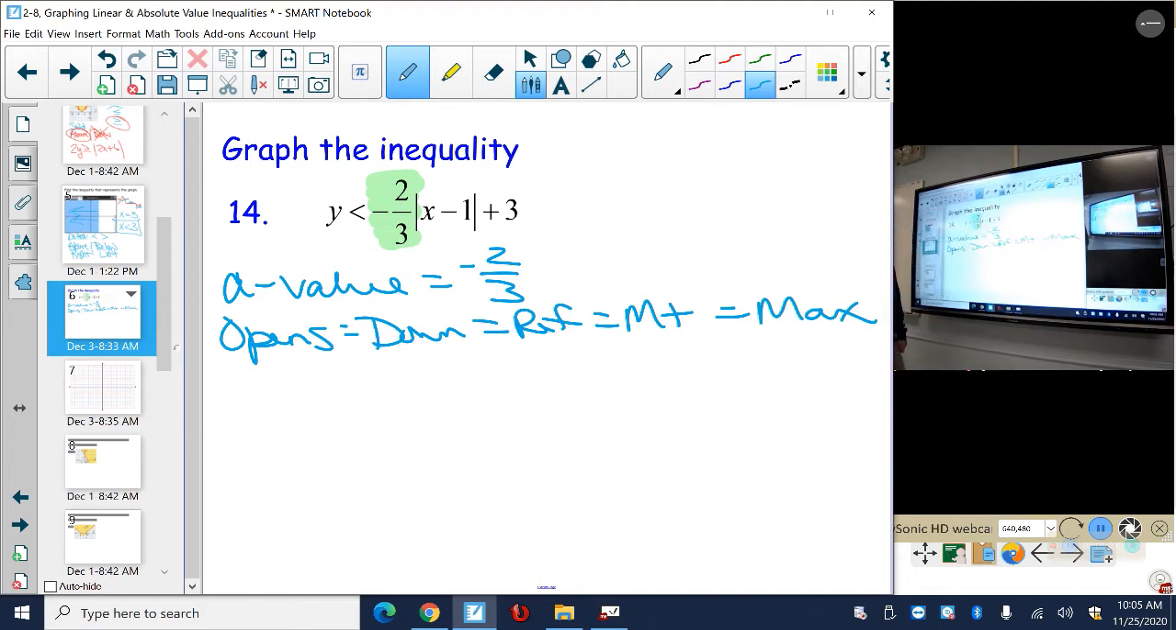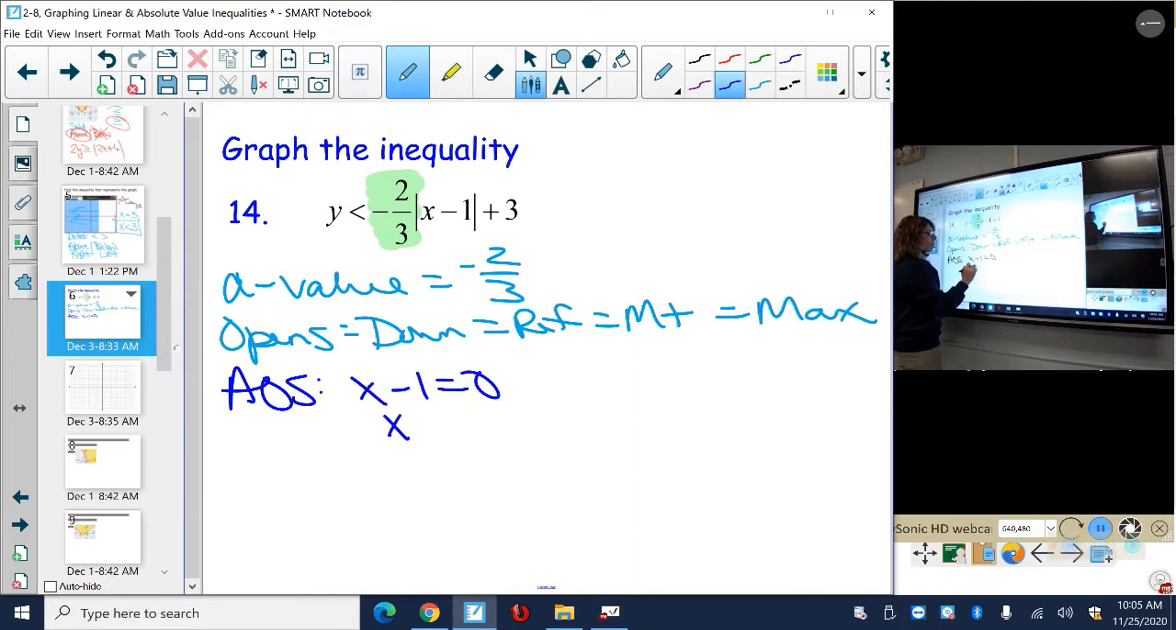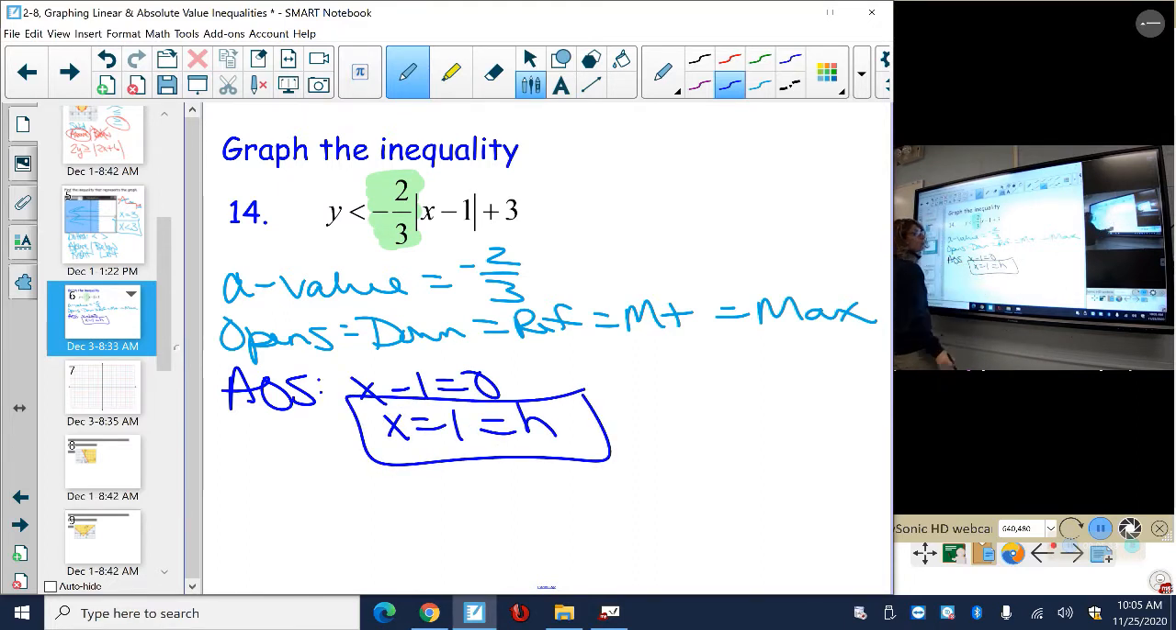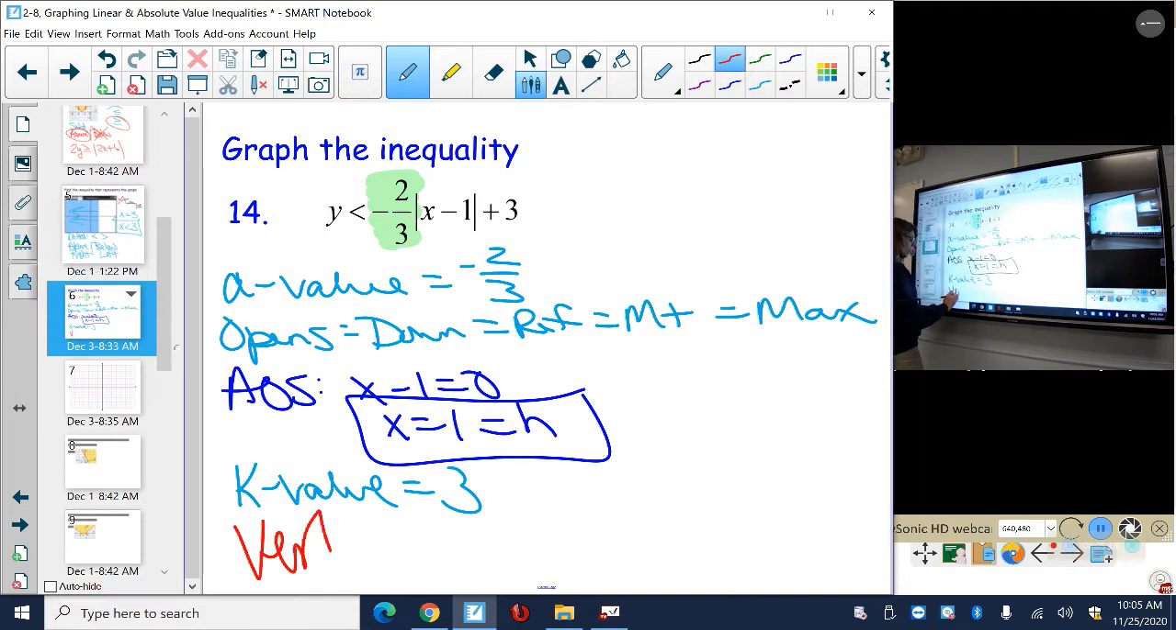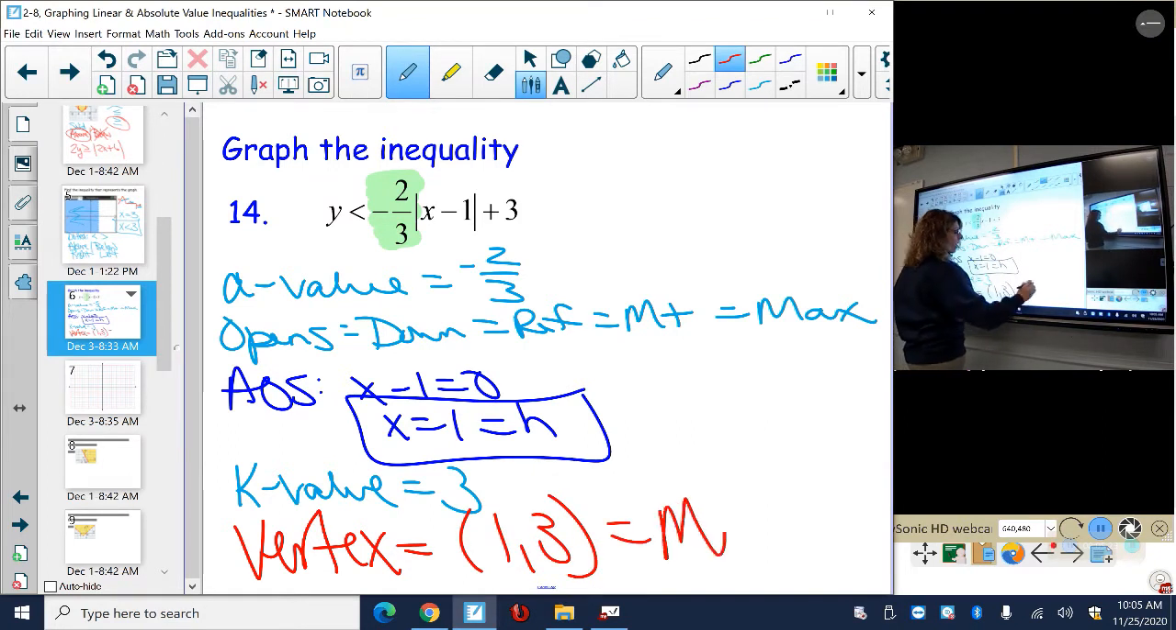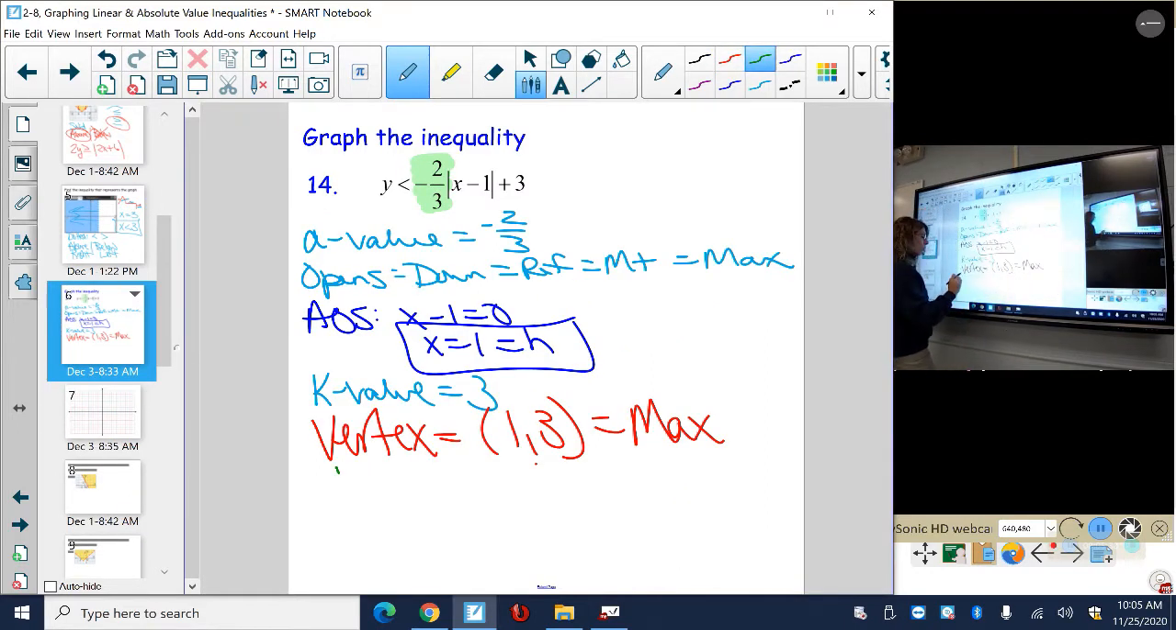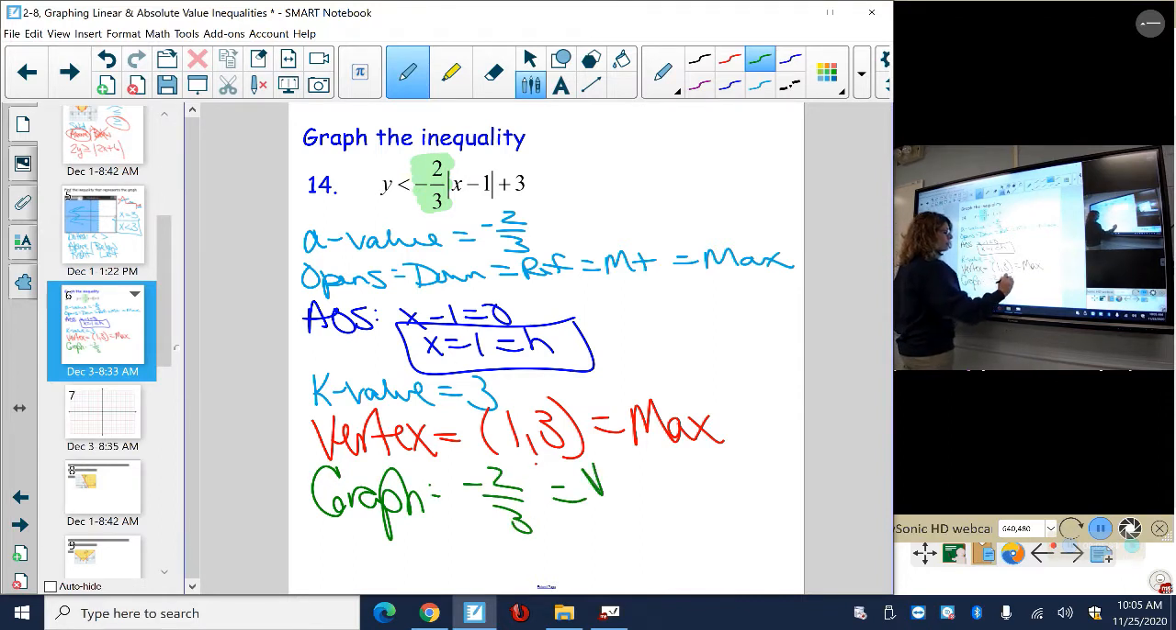That's what that means. My axis of symmetry is found by taking x minus 1 equal to 0, so x is equal to 1, and that is my h value. My k value is going to be 3 to give me a vertex of 1, 3. And we said that is a maximum. And then we are going to graph this mountain by having a negative 2/3. So that means I'm going to go down 2 and left and right 3. But we're going to add 2 more things to that.